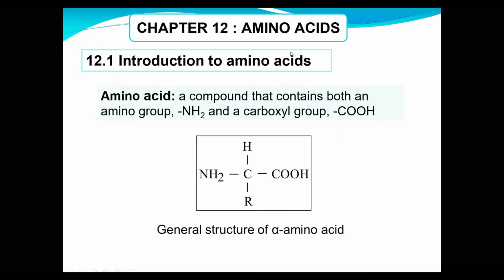In this chapter, we are going to learn about amino acids. Let us first get to know about amino acids. It is a compound that contains both the amino group and also the carboxyl functional group. So from the general structure of an alpha amino acid, you can see over here that there are two functional groups present, which is the amino group and also the carboxyl group.